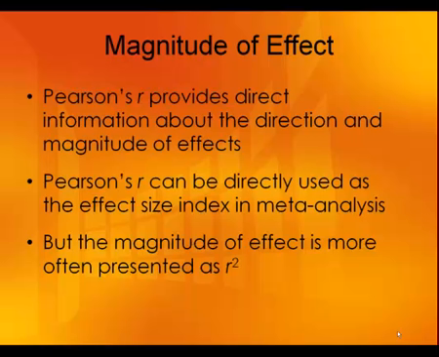So with the Pearson's R, again, we're looking at the direct information about the direction and magnitude, so that positive-negative correlation issue, and once we have a Pearson's R, we can directly use it as an effect size index. So we can make inferences about it to the larger group. But the magnitude of the effect is more often represented as an R squared.